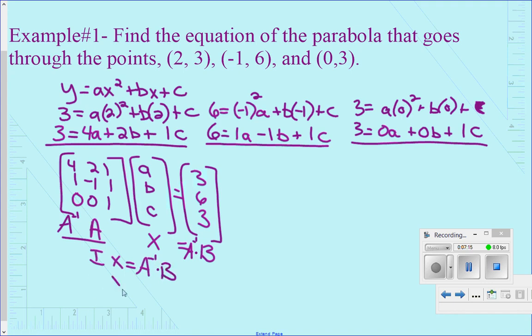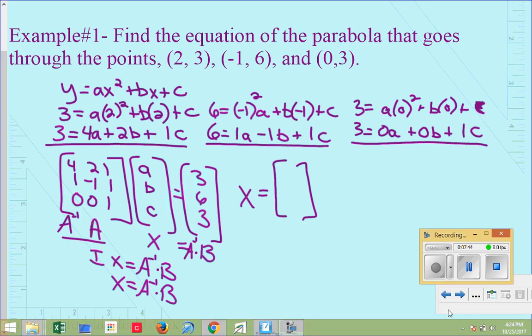And I times X is X. So X is equal to I inverse times B, or A inverse times B. So that's what we do in our calculators. If you recall, we're going to put A into the calculator, we're going to put B into the calculator, and we're going to multiply A inverse times B, and that will give us X. Okay, so take a moment to do that.